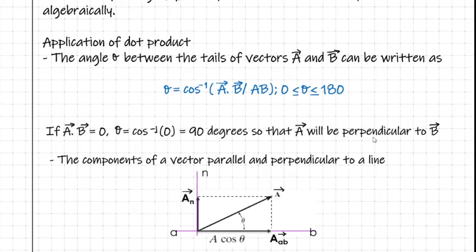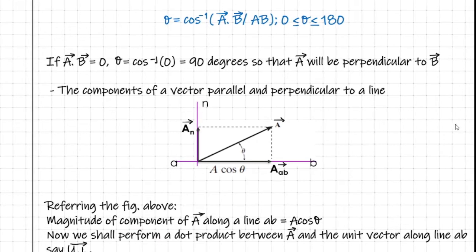So vector A will be perpendicular to vector B. So this is a very important check. We can check whether any two given vectors are normal to each other by just calculating their dot product, vector A dot vector B. If vector A dot vector B happens to be 0, we can conclude that the two vectors are normal to each other.